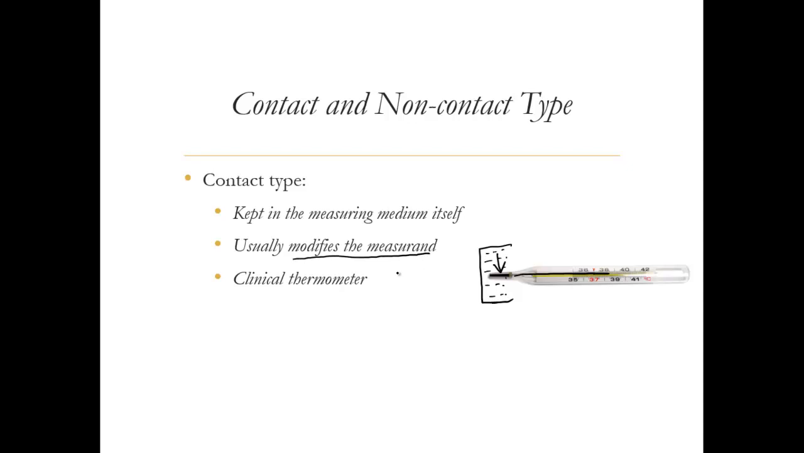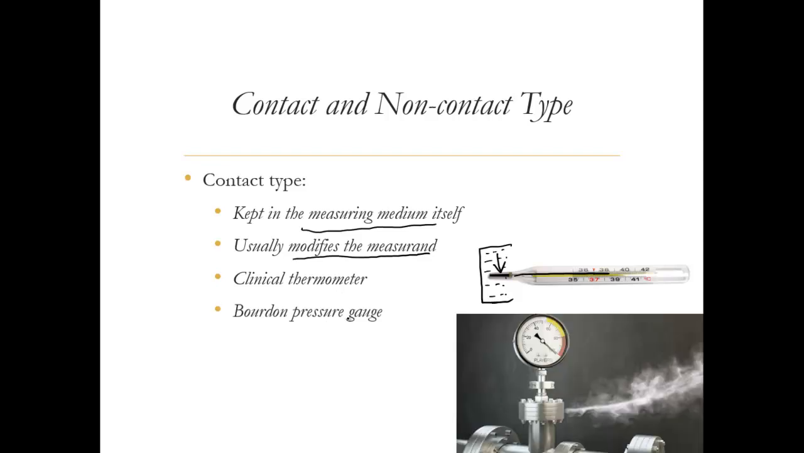But that is what happens actually. It modifies the measurement. But we have to just discuss here about the type of instrument that is in contact. It has to come in contact to measure the temperature. So it is kept in the measuring medium itself. The examples are clinical thermometer, Bourdon pressure gauge, and then we have voltmeter in electric circuit, where we have to put that in the electric circuit to measure the voltage across the two terminals.